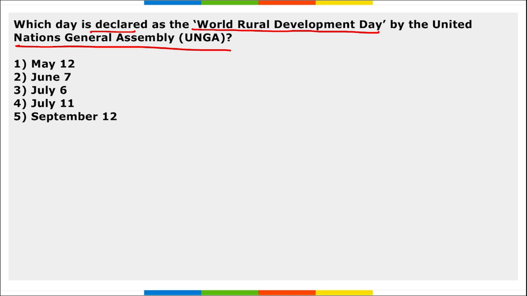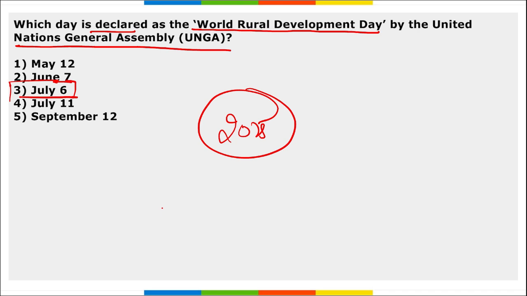Next, which day is declared as the World Rural Development Day by United Nations General Assembly? It is 6th of July, observed as World Rural Development Day. And for the first time, remember, this day will be observed in 2025, right? We can say the inaugural edition will be in 2025, right?